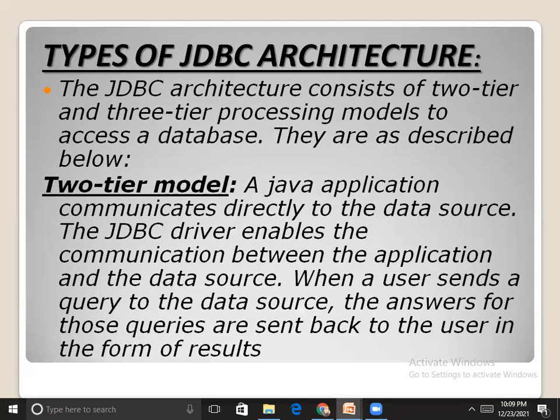Now, types of JDBC architecture. The JDBC architecture consists of two-tier and three-tier processing models to access a database. They are as described below. Two-tier. A Java application communicates directly to the data source. The JDBC driver enables the communication between the application and the data source. When a user sends a query to the data source, the answers to those queries are sent back to the user in the form of results.